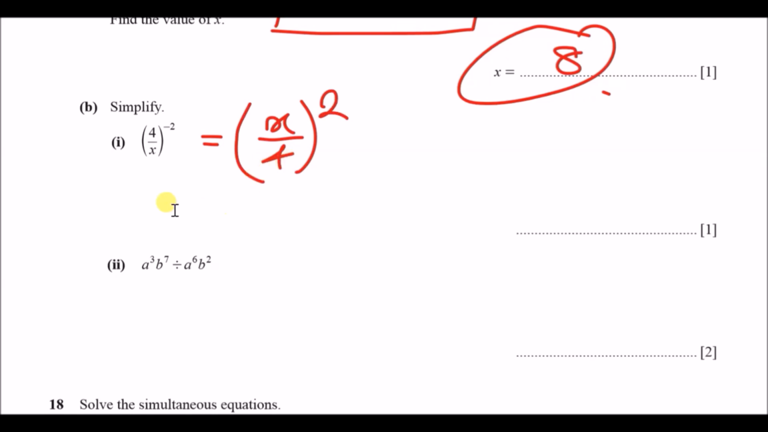Now this becomes a positive, so this means you want to square everything inside the bracket. So x to the power 2 is x squared. 4 to the power 2, so 4 squared, is 16. And we leave it like that.